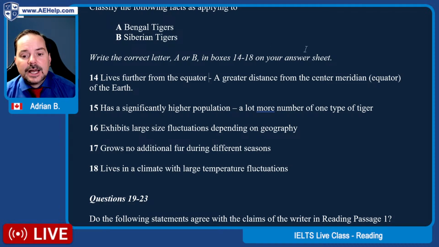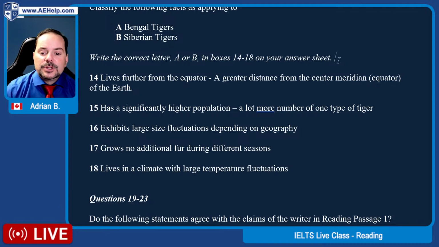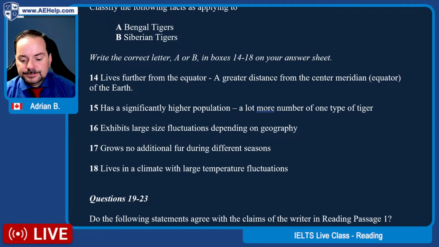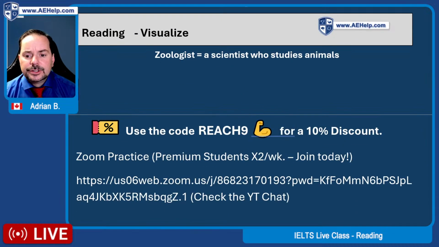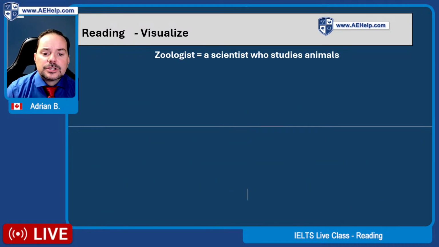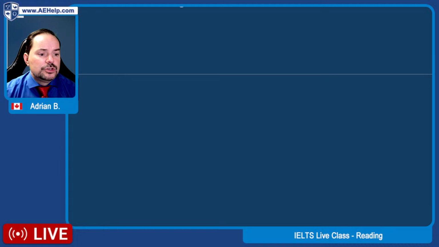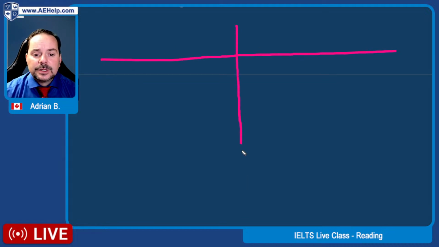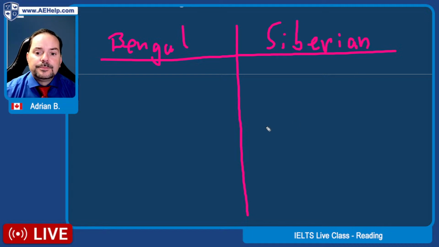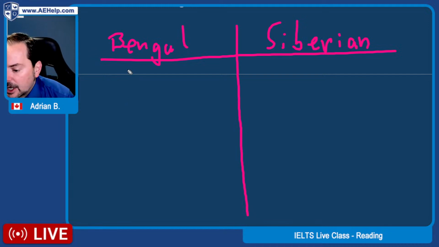Now, if you visualized it, you should have created a bit of a chart in your head. And you can do this in the real test, where you go, okay, Bengal and Siberian. And I'm looking at the chat here for answers, students. So the Bengal tiger, where does it live?